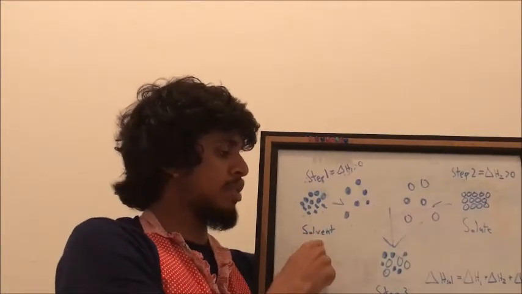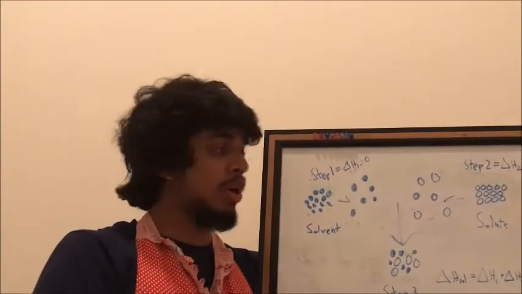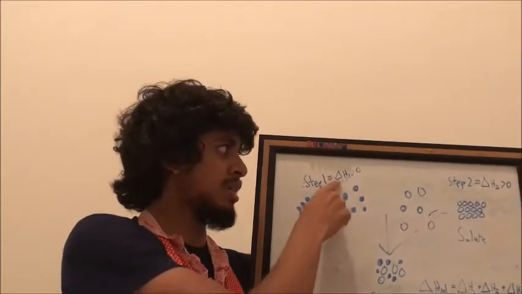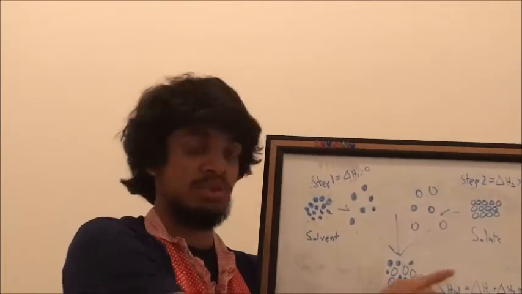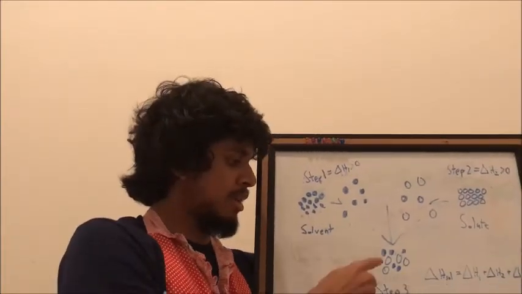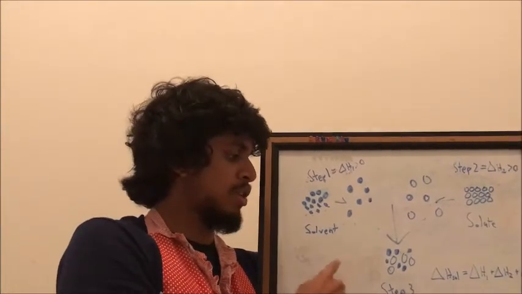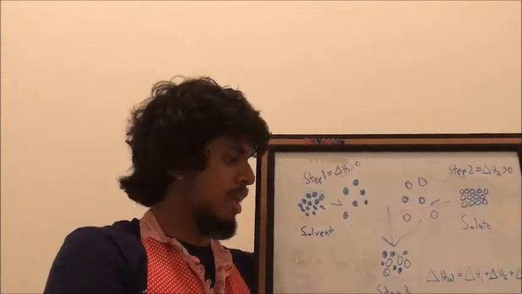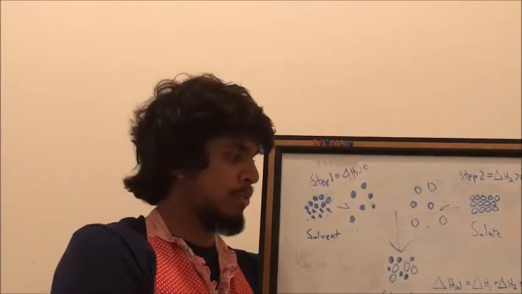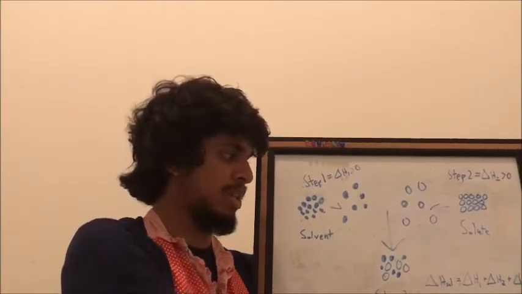Now, if the solvent-solvent bonds or the solute-solute bonds are extremely strong, then it would require more energy to break them, causing delta H1 or delta H2 to be more positive, causing delta H of solution to be more positive. Same thing with delta H3. If the solute-solvent bonds are extremely strong, then it would release more energy when it forms, causing delta H3 to be more negative, causing delta H of solution to be more negative.